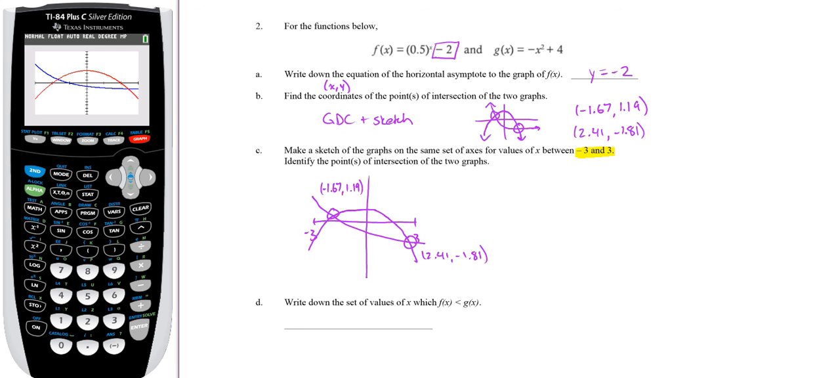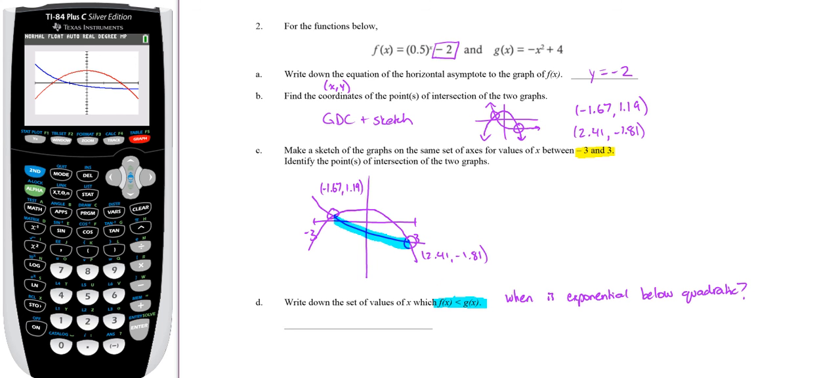Now, the last question is asking for the set of values where f of x is less than g of x. f of x is our exponential and g of x is our quadratic. So it basically wants to know when the exponential curve is below the quadratic curve. If we look at our graph visually, we see that that happens between the points of intersection. Starting at this point of intersection, they cross over, and f of x is the lower graph for that area.